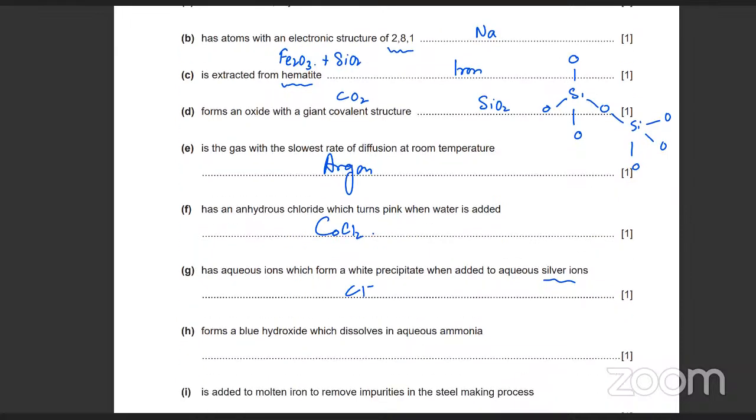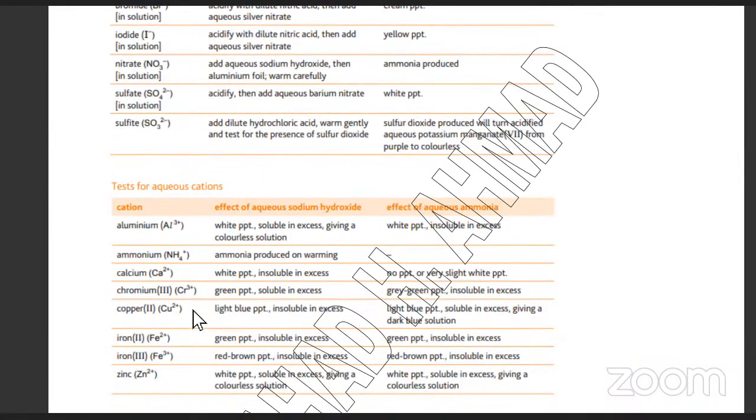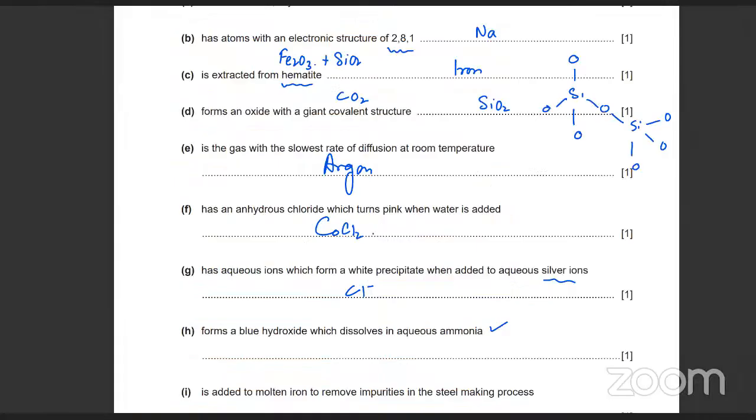Blue hydroxide, which dissolves in aqueous ammonia. What is that? Blue. Who's blue? Check the data sheet. Blue, copper. Copper forms a light blue precipitate which is soluble in excess ammonia, giving a dark blue solution. So that is copper. Copper is blue. So basically we're talking about copper hydroxide.